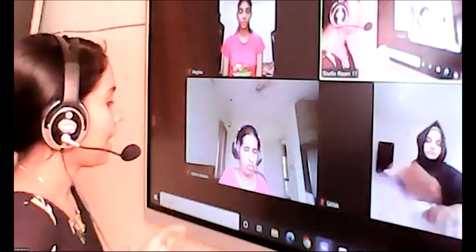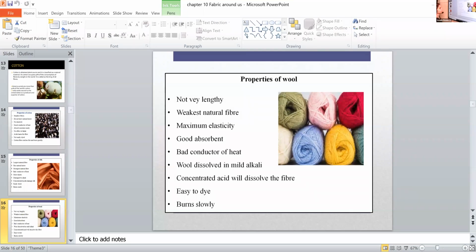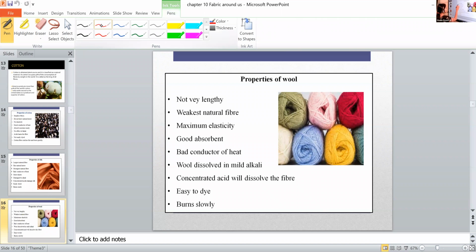That is wool. And then we are going to the properties of wool. It's not very lengthy. You need to learn the properties by heart. Wool is not very lengthy. If we take the fleece from rabbits, is it long or short? Short. That's why it's not very lengthy.